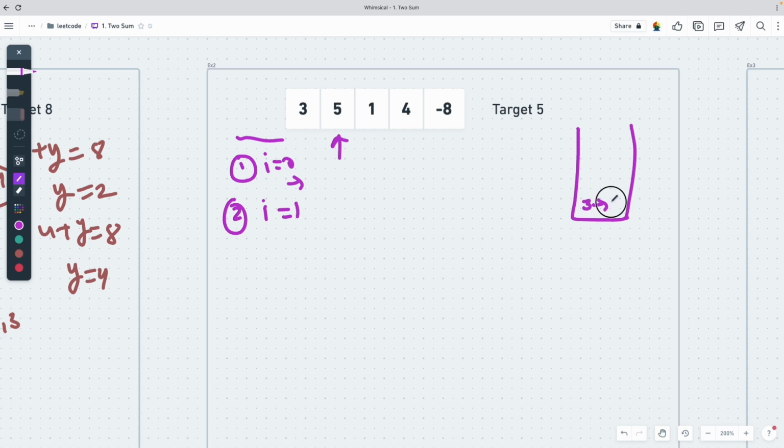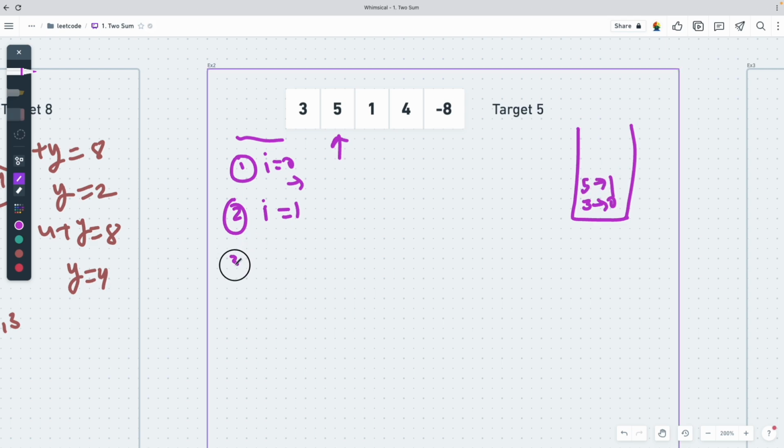So 3 is at index 0. Okay, so when we are at 1, which is 5, 5 minus 5 is 0. We'll try to see if 0 exists in this hash map. No, there is no 0. So what will we do? We will put 5 in the hash map. 5 is at index 1.